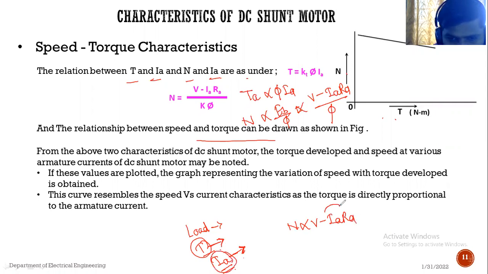If the armature current increases, this drop increases. If this drop increases, that means EB of the motor decreases, and if EB of the motor decreases, what happens regarding speed?